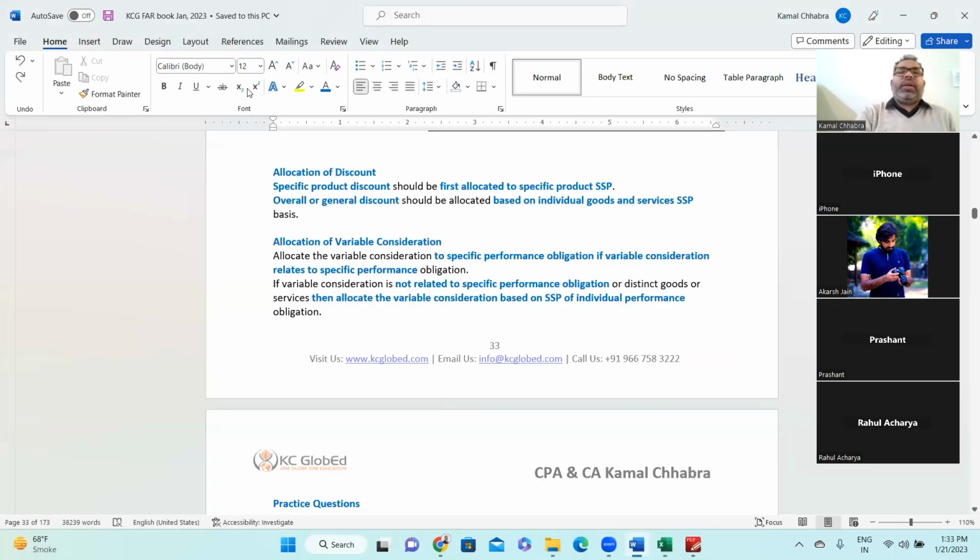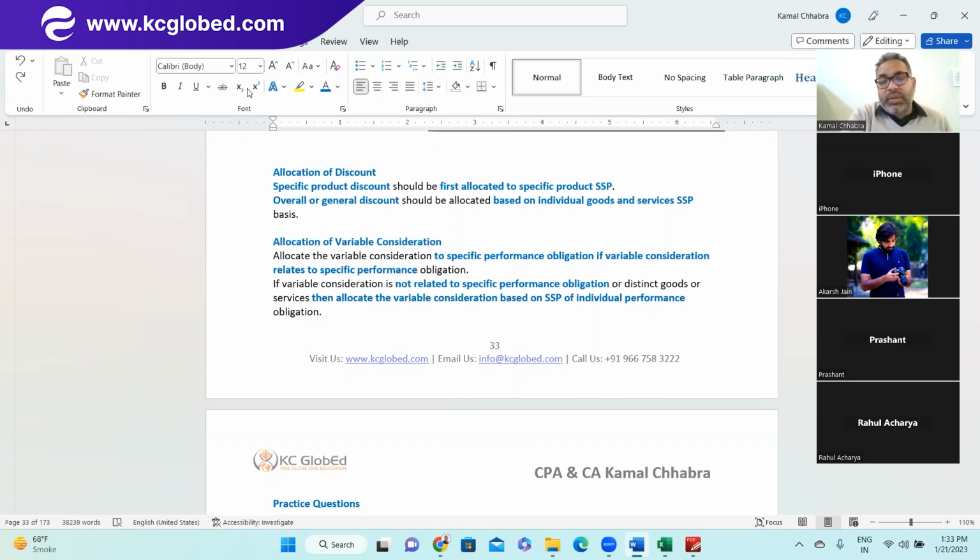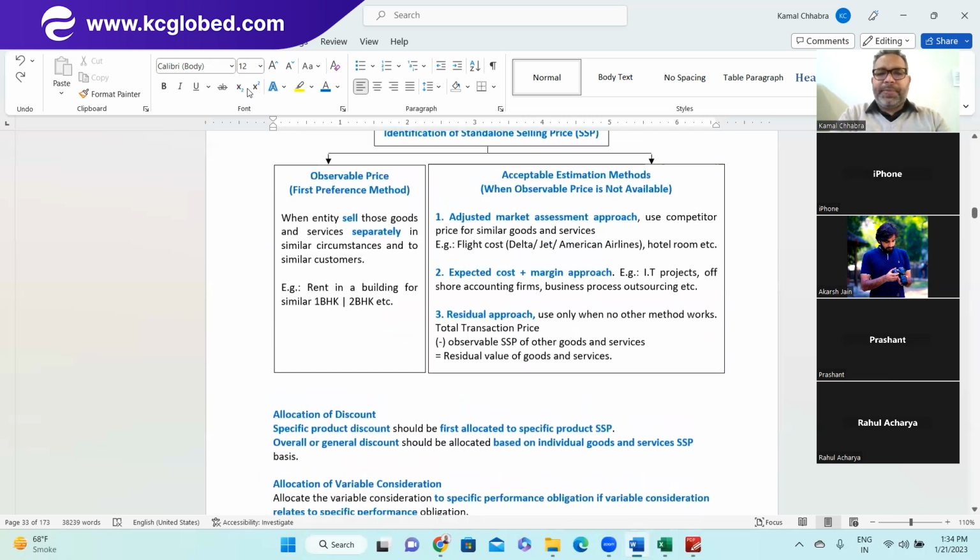Now let's look at this theory. Allocation of discount. Specific discount should be first allocated to specific product, right? Then overall or general discount should be allocated based on individual goods and services. Then allocate the variable consideration if there is any. Allocate it to the specific performance obligation if it relates to that obligation. If variable consideration is not related to a distinct good or service, then allocate it based on standalone selling price. So this is all about step 4.